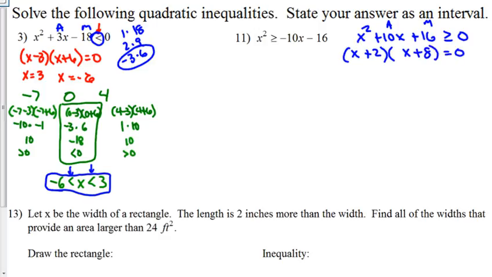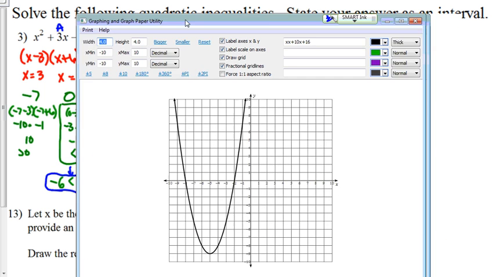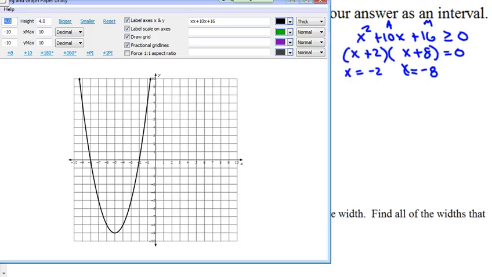And we want to find the solutions. So that gives me x equals negative 2 and x equals negative 8. So those are our solutions. And if we were to look at the actual graph of this one, you would see that it does go through at negative 8 and negative 2.